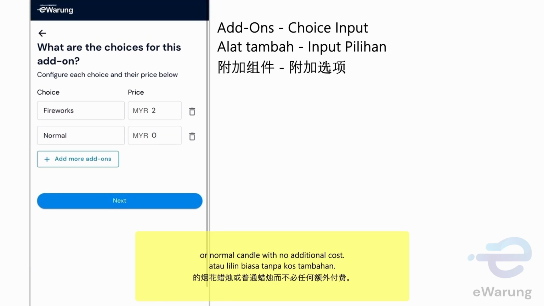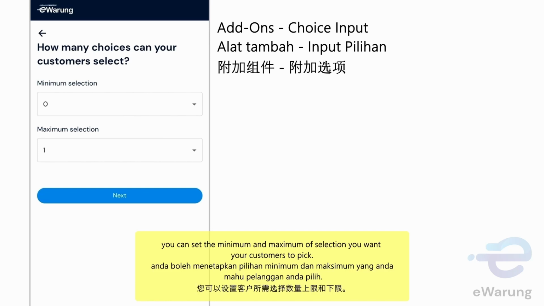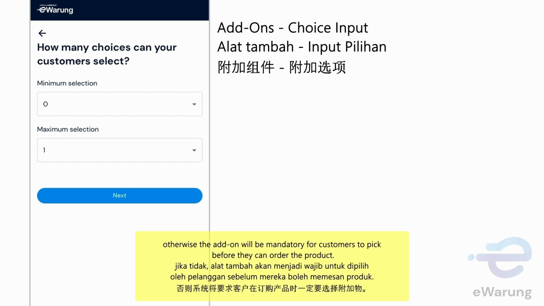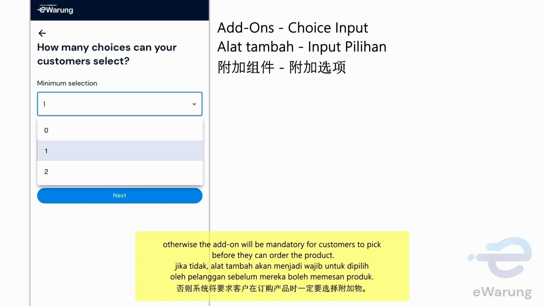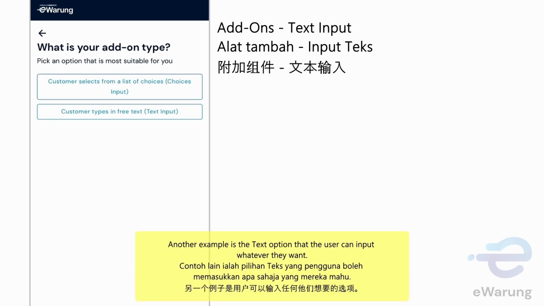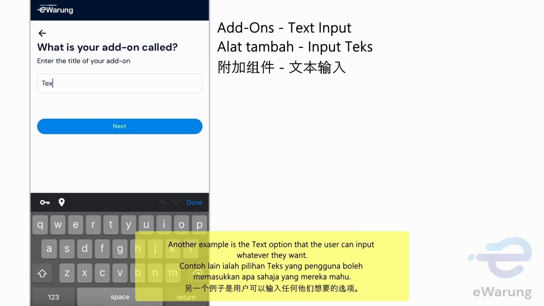no additional cost. For choice options, you can set the minimum and maximum of selection you want your customers to pick. If the add-ons are optional, then set the minimum selection to 0, otherwise the add-on will be mandatory for customers to pick before they can order the product. Another example is the text option that the user can input whatever they want.